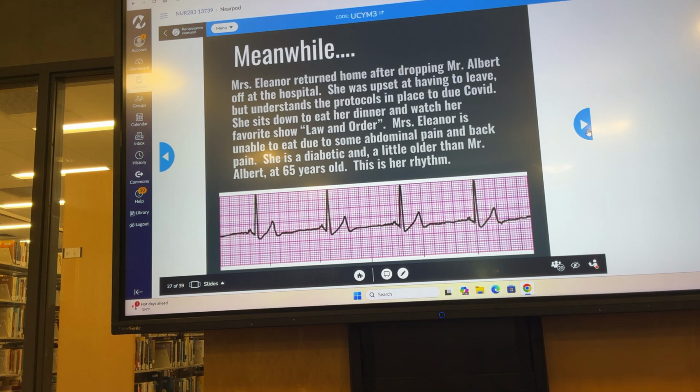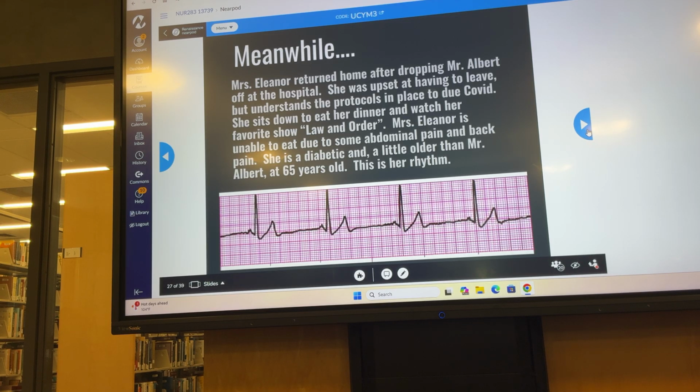This is her rhythm. Again, we got some weird things here. What is my rhythm? It's 40, right? We counted the QRSs, there's 4 of them. So what kind of rhythm are we looking at? Sinus bradycardia, right? There's a P before every QRS, R is marked out. So sinus bradycardia.